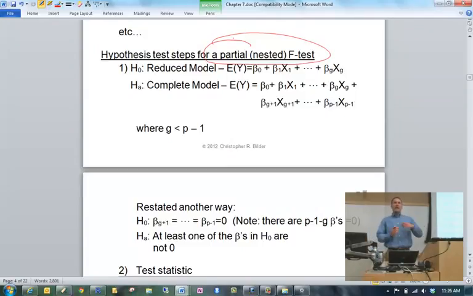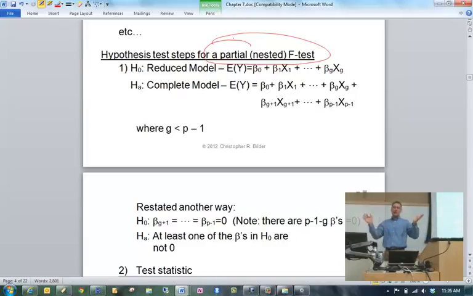So we've talked about t-test before that allows you to test one variable at a time in a model. We've talked about overall F-test before that allows you to test all the variables at the same time. A partial F-test goes in between. And in fact, a t-test and an overall F-test are actually special cases of a partial F-test. You'll see why as we go along.